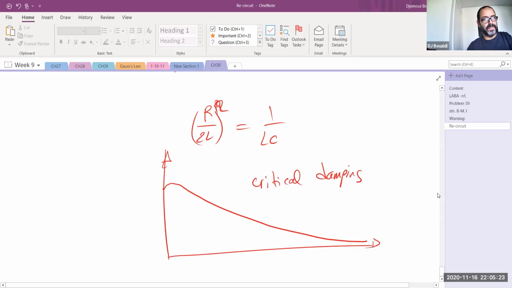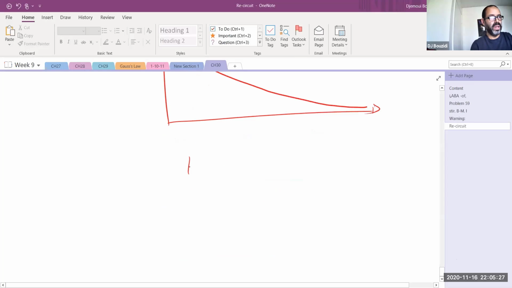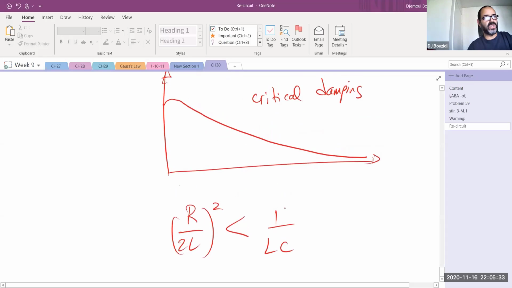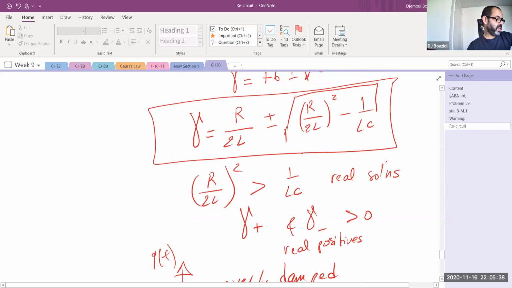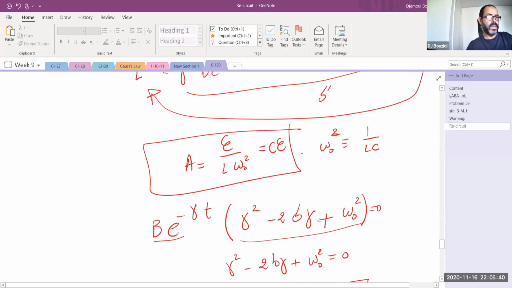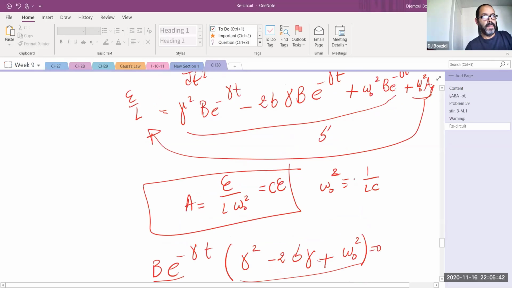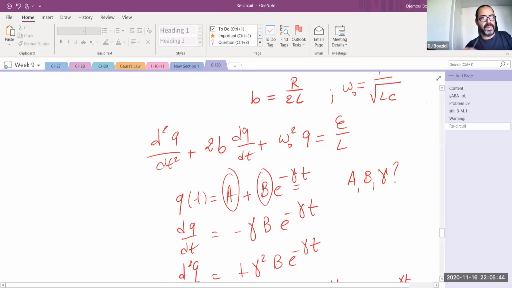The final solution is where (R over 2L) squared is less than 1 over LC. This is an imaginary solution. And the exponential of the imaginary is going to be oscillatory, up and down.